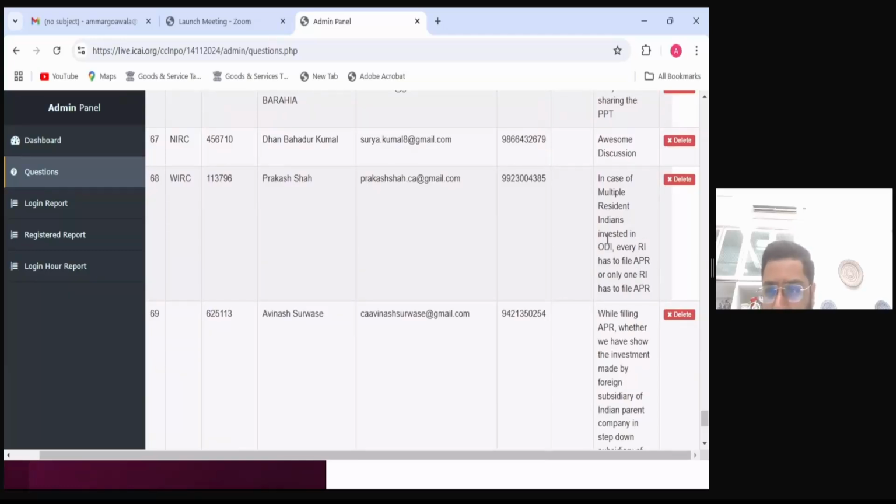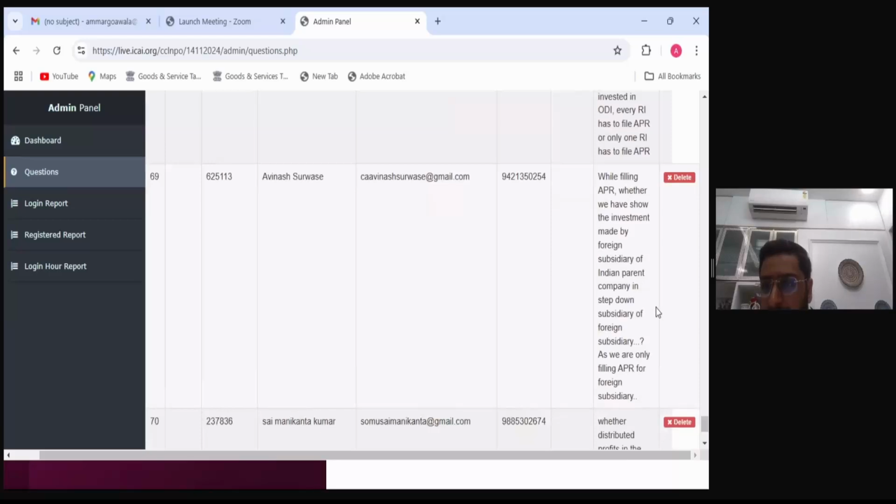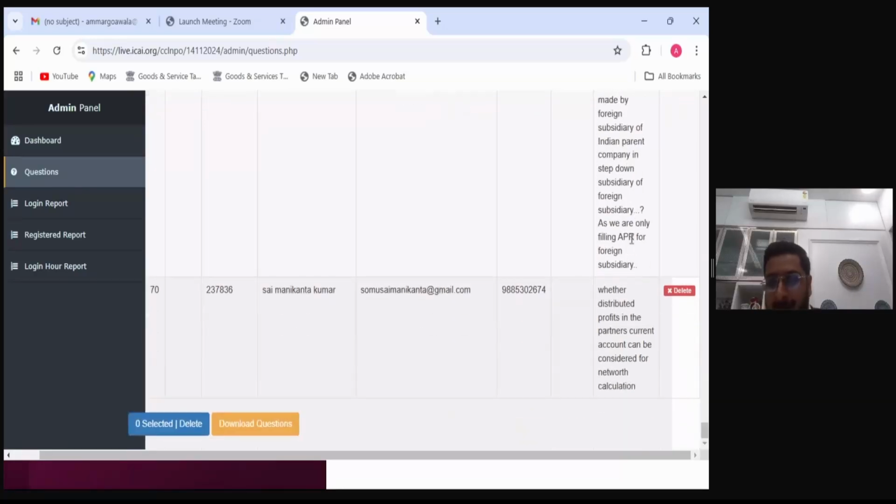In case of multiple resident Indians investing in ODI, according to me, everyone will have to file the APR. This question is too long, so it's difficult to understand whether we have to show the investment made by a foreign subsidiary of the Indian parent company instead. Actually, I'm not getting it right now. When you distribute profit, it is debited to your capital account, so the capital account will reduce that much. So only undistributed profit should be considered for your net worth calculation.